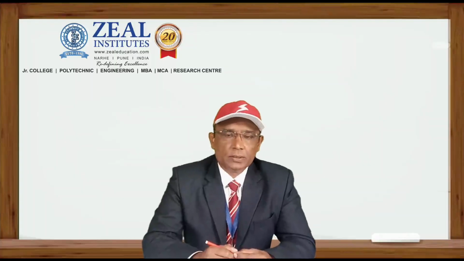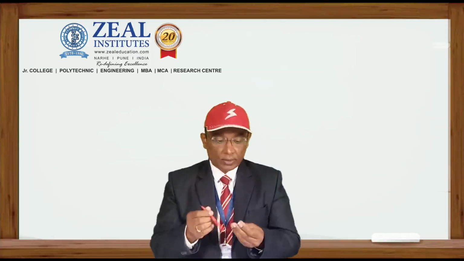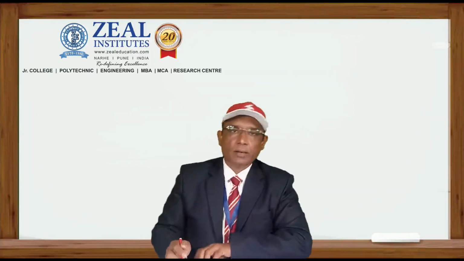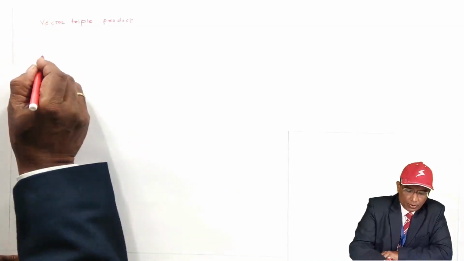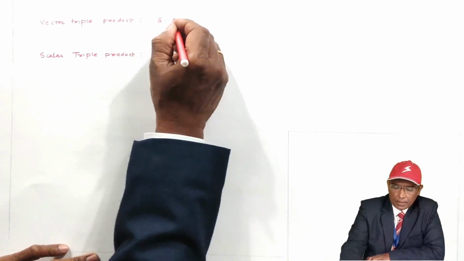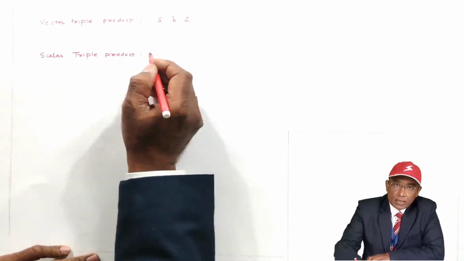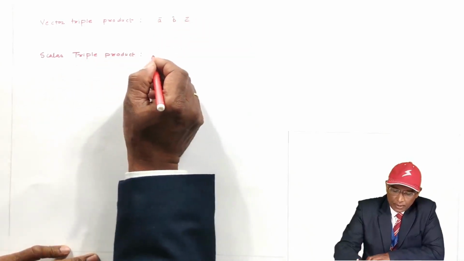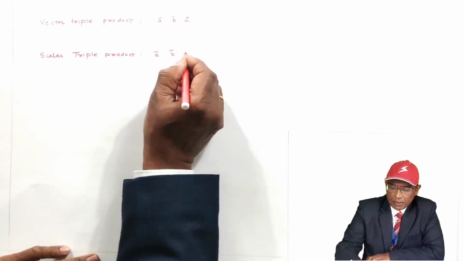Now we are going to discuss vector cross product, vector dot product for three vectors, or we can say vector triple product, scalar triple product. A bar is a vector, B bar is a vector, and C bar is the third vector. Here in scalar triple product also, A bar, B bar and C bar are three vectors.